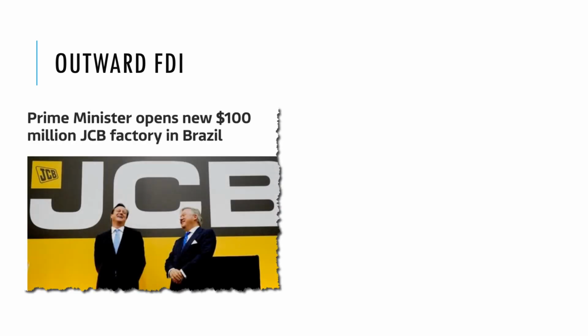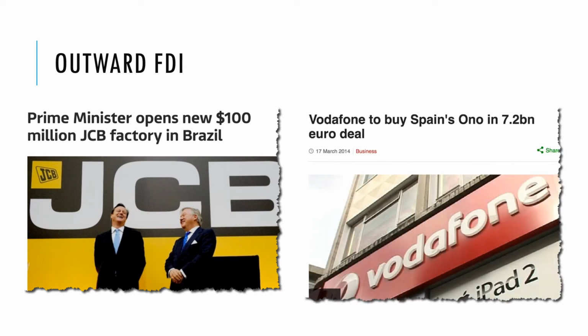Well, here we've got an example where JCB have expanded their operations into Brazil and spent $100 million building a new factory within Brazil. Here we have an example where a British company, Vodafone, has bought a Spanish company, Ono. So that would again be an example there, buying that stake in a foreign company, outward FDI.